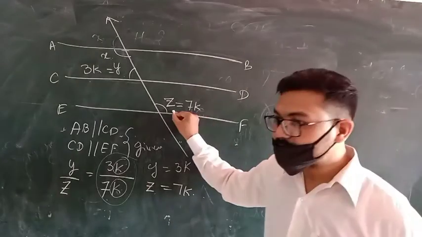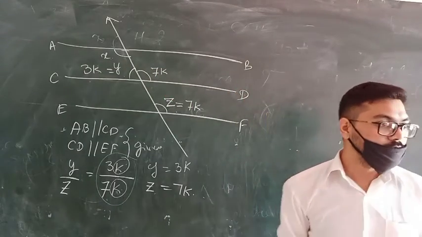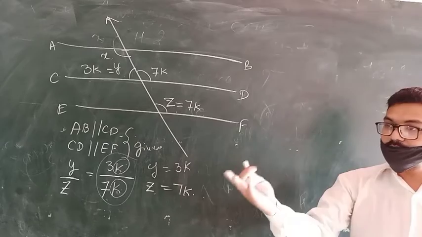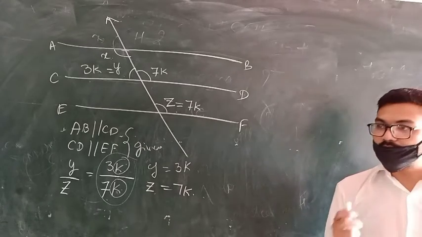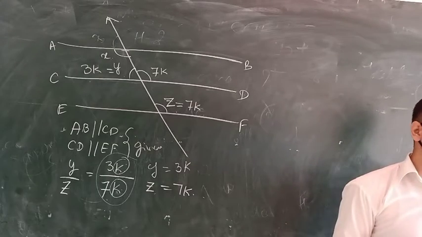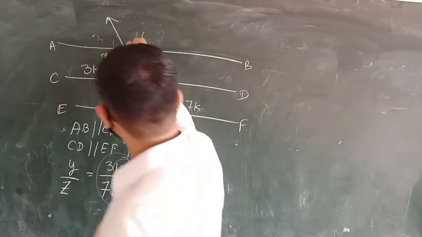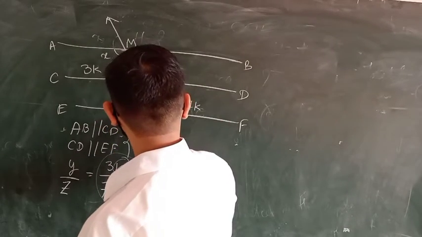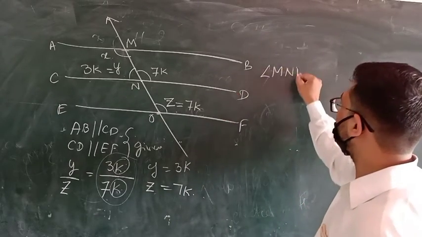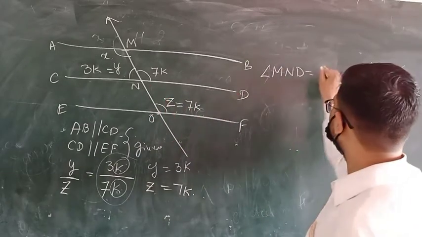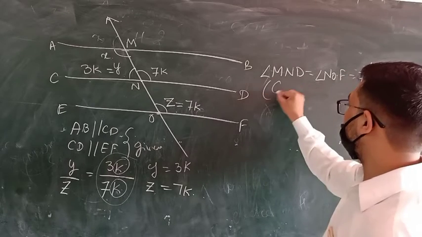Now, if this is 7K, that means this angle is also equal to 7K. Reason? Vertically opposite angle? Corresponding angles. One of you said alternate, one of you said vertically opposite, I think. The correct answer is corresponding angle. Let's say this point is M, this point is N and this point is O. So you can write angle MND is equal to angle NOF, which is equal to 7K, and the reason is corresponding angles.